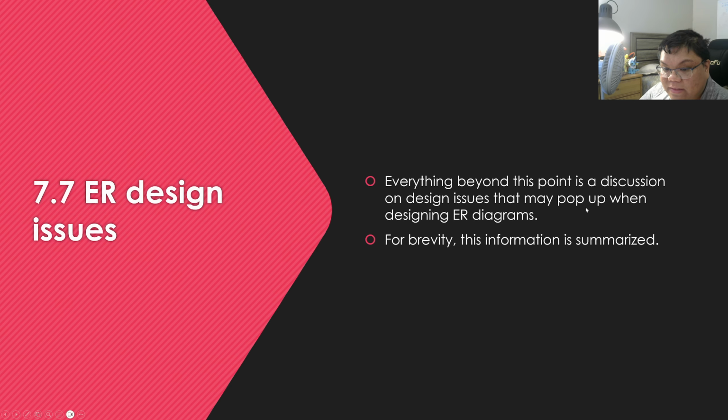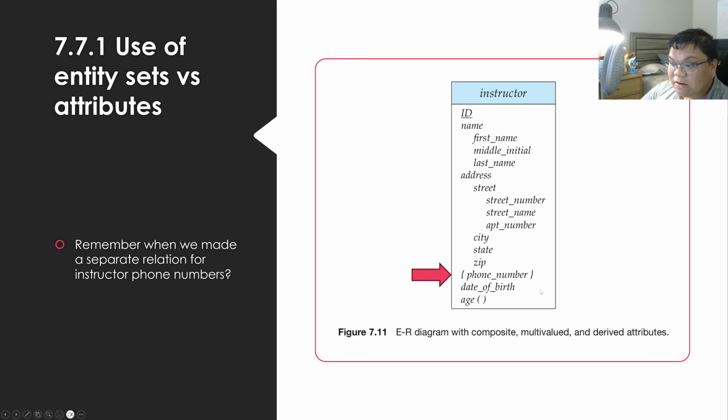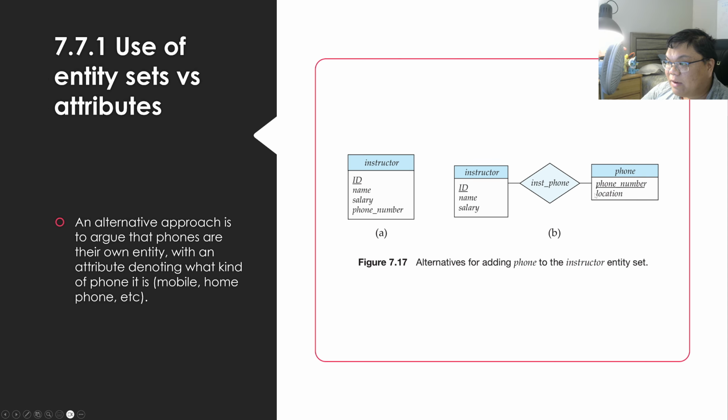So the last several slides in here are just design issues with ER diagrams. I'm just going to summarize the information shown here. Basically, there is an alternative way to represent phone numbers, and that is to argue that phone numbers are their own entity.